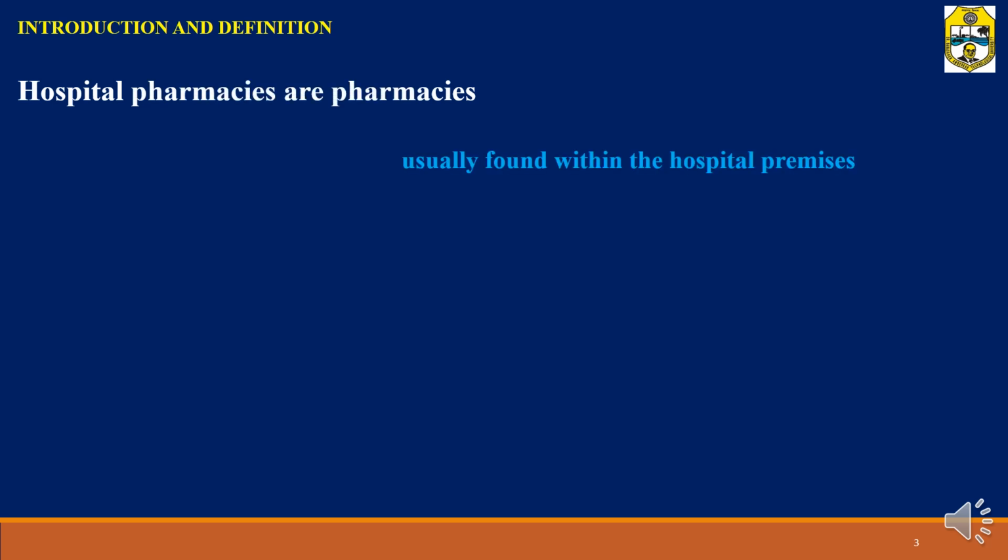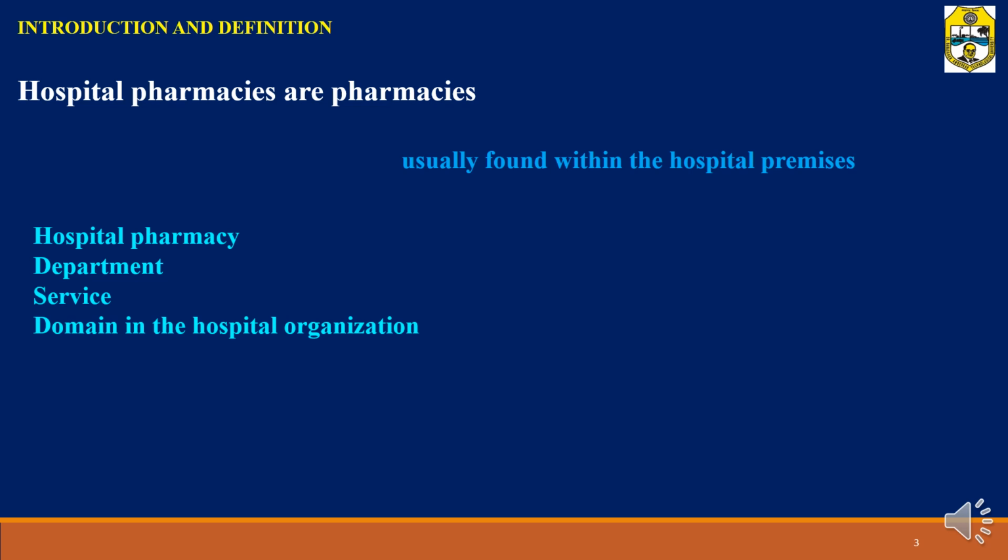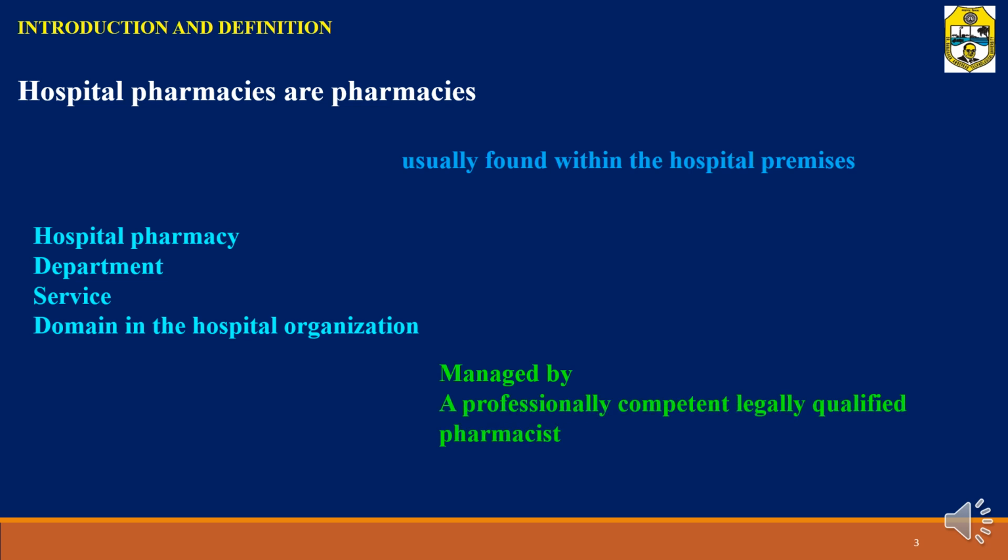Hospital based pharmacies, or HBP, are the pharmacies usually found within the hospital premises. These are the department, the service, or the domain inside the hospital organization which is efficiently managed by a professionally competent, legally qualified pharmacist and supervised by the registered endorsed pharmacist, whom we call the registered endorsed pharmacist.